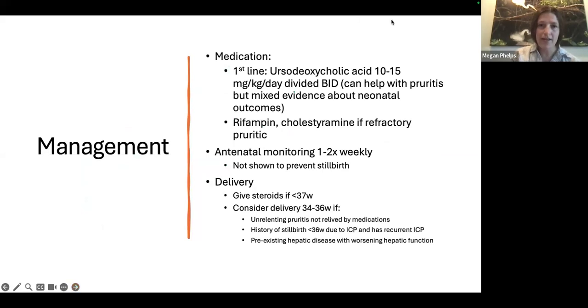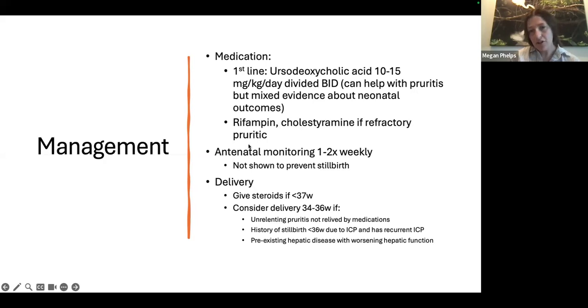For management, for medication, you can give them ursodiol. There's a lot of mixed evidence. So it can help with the itching. Some studies say that it doesn't help with any neonatal outcomes of stillbirth, etc. Other studies say maybe it helps if the bile acids are greater than 40. So it's a little inconclusive. Second line treatments would be rifampin, cholestyramine.